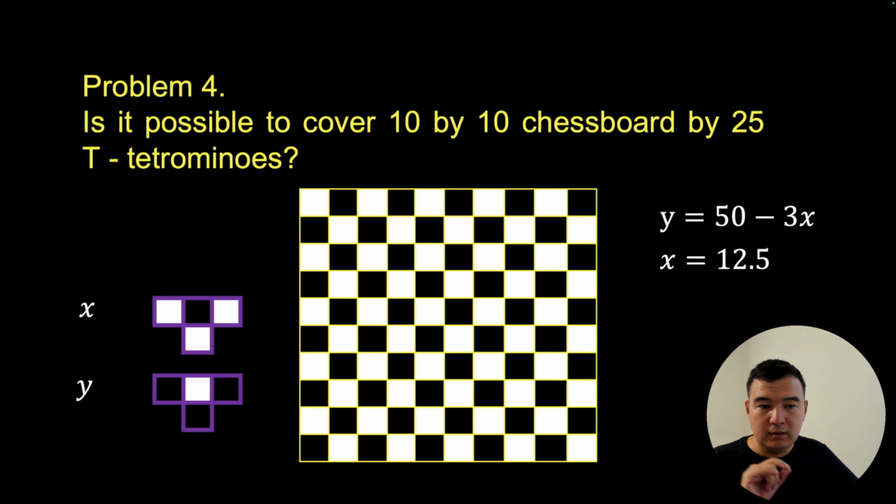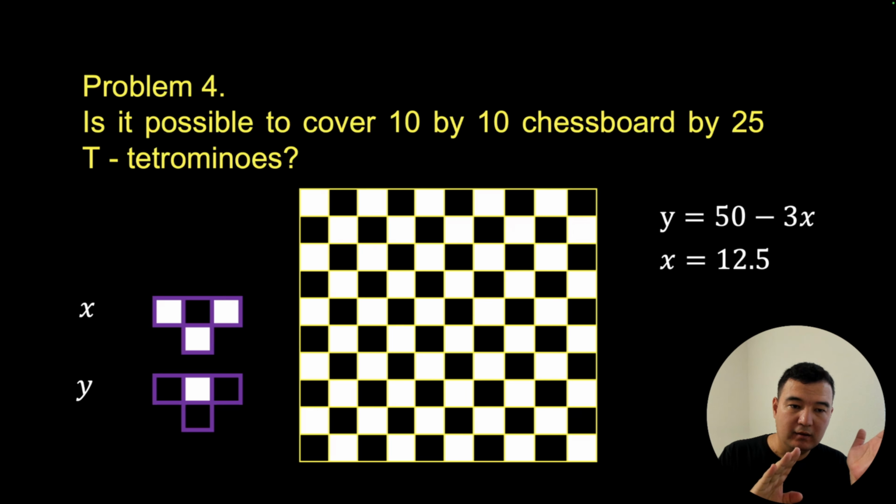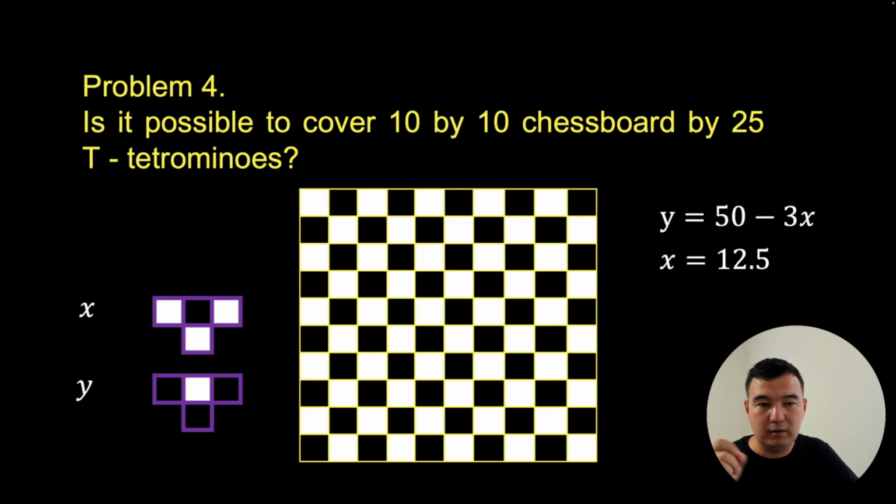So that brings us to a contradiction. It's not possible. If we were able to do the covering, then we would need a non-integer number of Tetrominoes, like 12 of first type, 12 of second type, and then half of each. So that's not possible. We are not going to split in halves. So that brings us to contradiction, which says that it's not possible to cover the board by 25. It's not possible to cover 10 by 10 board by 25 Tetrominoes.